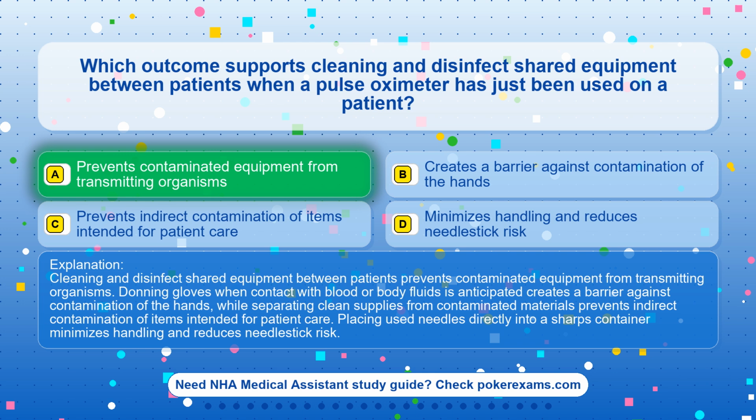Donning gloves when contact with blood or body fluids is anticipated creates a barrier against contamination of the hands, while separating clean supplies from contaminated materials prevents indirect contamination of items intended for patient care. Placing used needles directly into a sharps container minimizes handling and reduces needle stick risk.